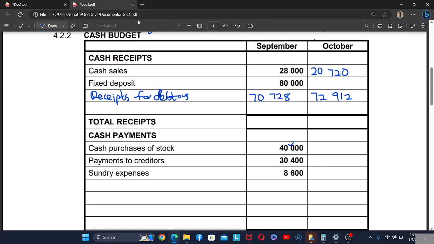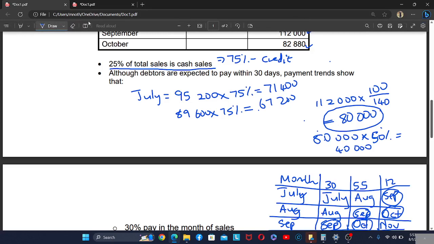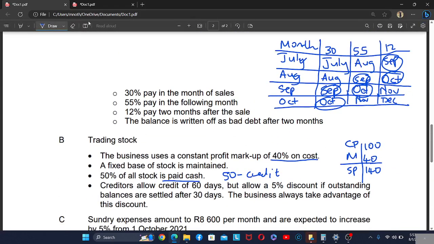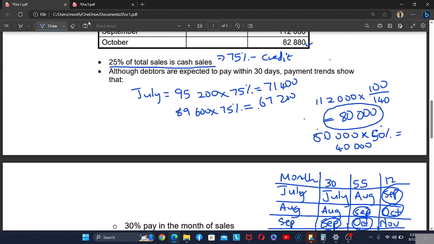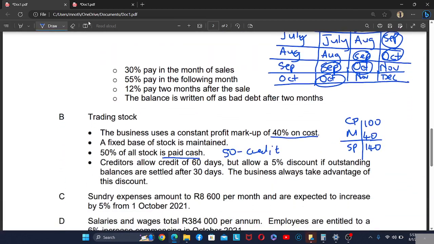So another 40 is for cash, another one is for credit. So another one is already given here, right? It's for the cash purchases. And then the 40,000 for credit. This means that the business is going to pay the creditors in October because they are saying that, but allow a 5% discount if outstanding balances are settled after 30 days. So this means that the business will pay the creditors in October for the credit purchases of September. And then they are saying that they will be giving a 5% discount. The business always take advantage of this discount.